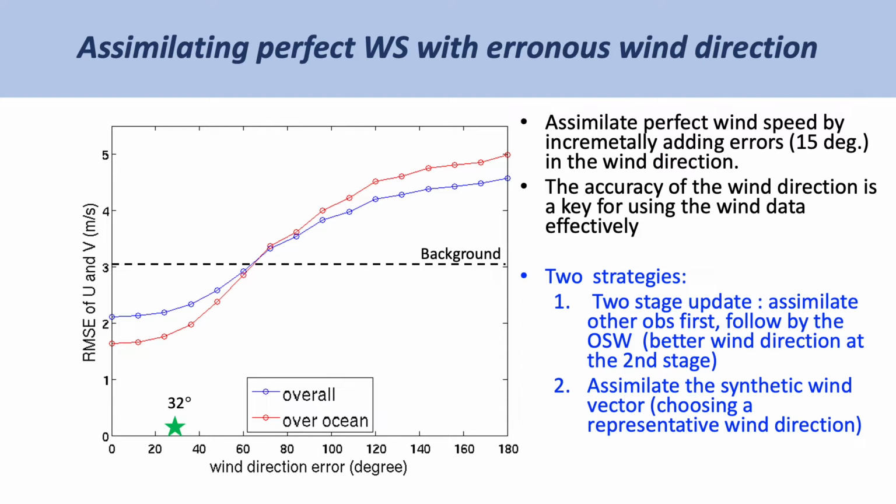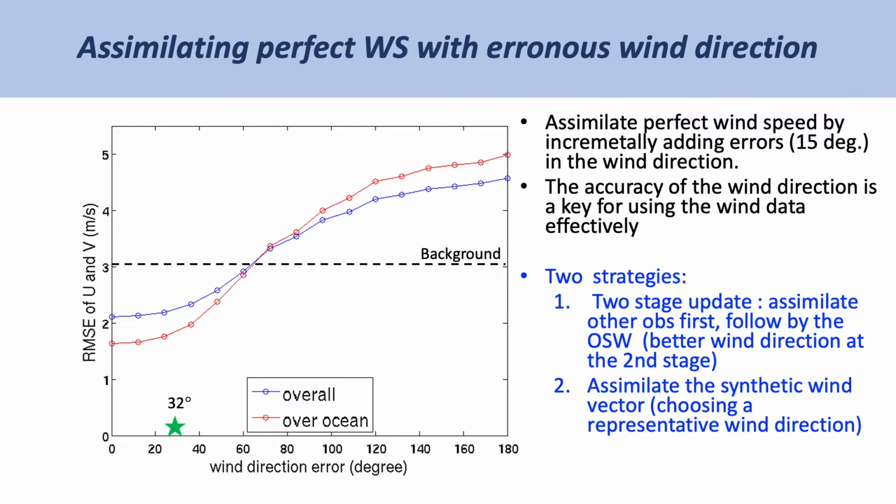To investigate the sensitivity of wind speed error to the wind direction error, we conduct a series of assimilation experiments by assimilating perfect wind speed, but incrementally increasing the error in the wind direction. So we increase the wind direction error every 15 degrees for each experiment. So in total we have 13 experiments.